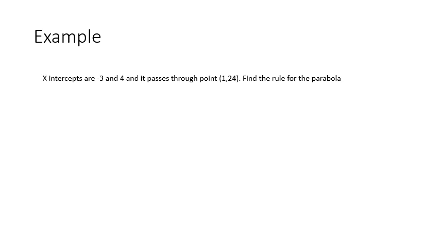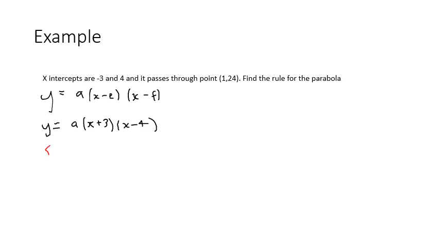So first we'll start off with writing down our factorized form, which is y is equal to a brackets x minus e brackets x minus f. And so now we're going to put our x-intercepts into our equation. So it becomes y equals a brackets x, and because we have minus e and -3, the two negatives cancel out, and it becomes x plus 3 brackets x minus 4. So that's our equation. We still have one unknown, which is a.